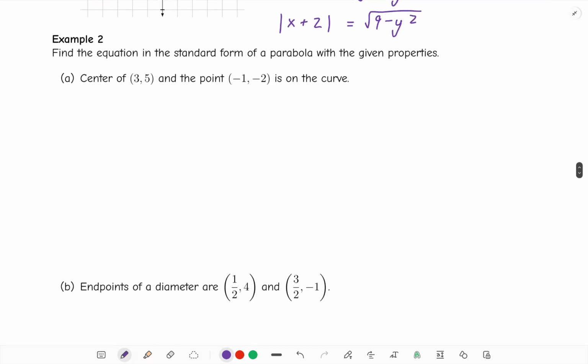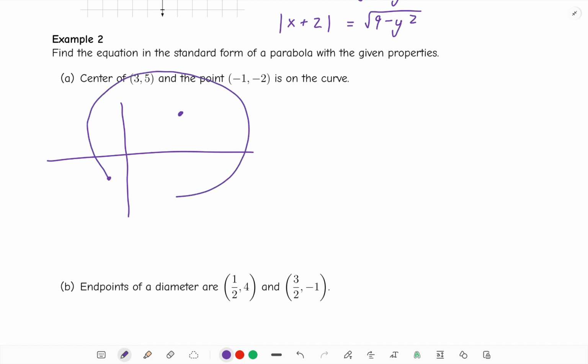Okay. Now for these types of questions where I give you the properties of a circle, just like with a parabola, I start off by graphing it. So 3, 5 is about up there. Negative 1, negative 2 is about right there. That's my center. Very poorly drawn circle. And my radius is that distance.